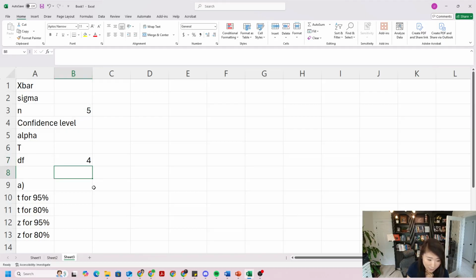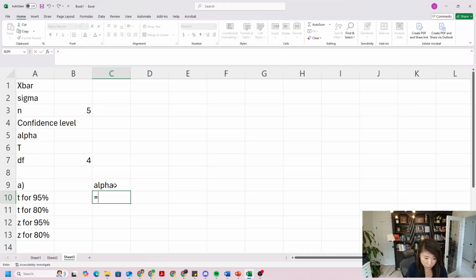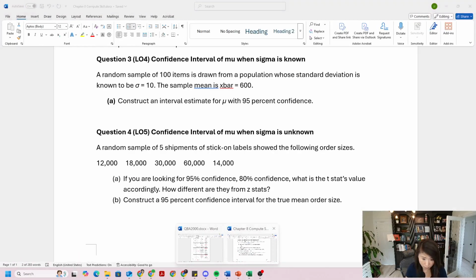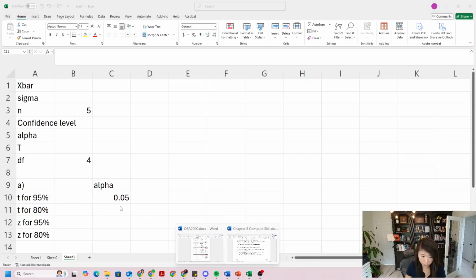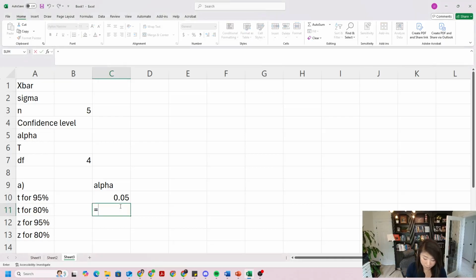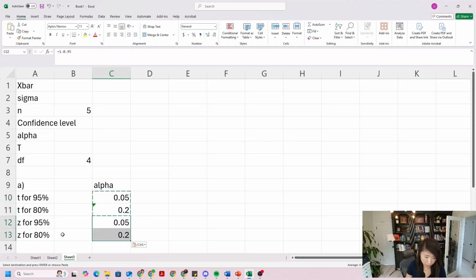The second thing is the alpha value. Remember, alpha always equals 1 minus my confidence level. Here, for the first one, 95% is 1 minus 0.95, so the first alpha is 0.05. So 95% confidence corresponds to alpha equal to 0.05. For the 80% confidence interval, alpha equals 1 minus 0.80, so the second alpha value is 0.2. We can use the same alphas for the z-score too.